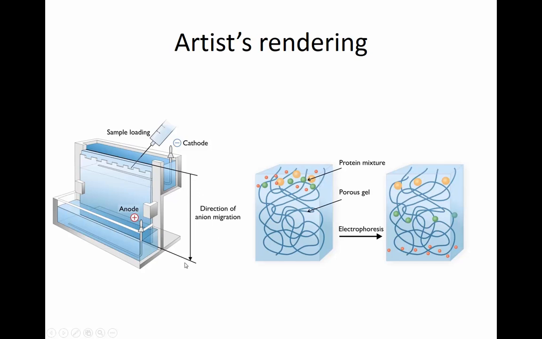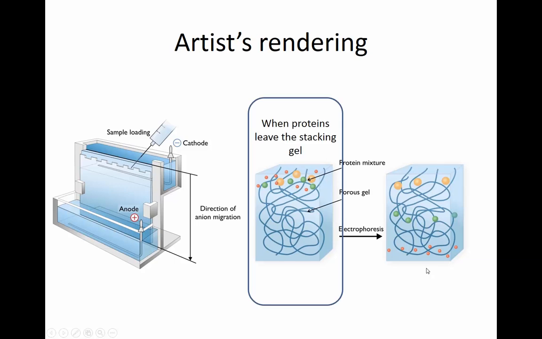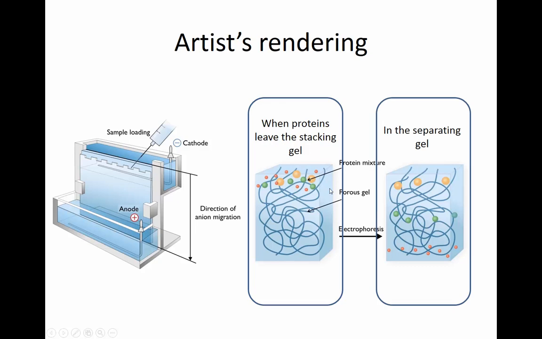They're going to migrate down to the bottom, the negatively charged proteins. You have your protein mixture. This would probably be in the separating gel. In going through this porous gel, they're going to separate based on size. So when proteins leave the stacking gel, they'll be up here and in the separating gel. By the time you shut it off, hopefully the proteins will look like this.